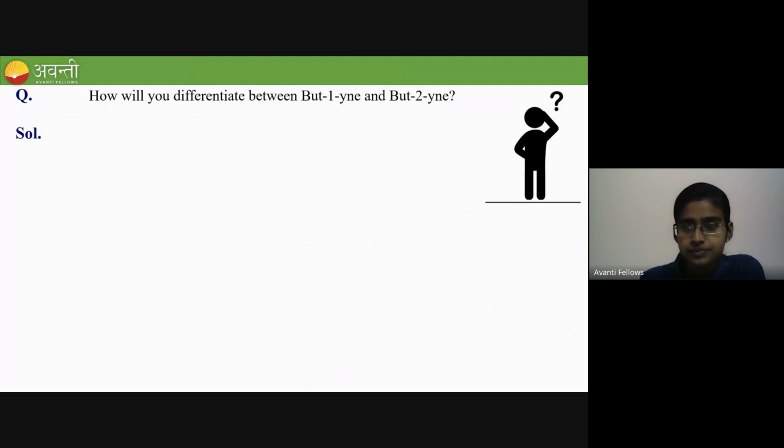Now let us do one question. How will you differentiate between butyne-1 and butyne-2? Can anyone try the answer for this? You should first know how to draw the structures of these two compounds, and only then can you find the answer. If two compounds are given to you, how will you differentiate them? How can you say that this is butyne-1 and this is butyne-2? Just recall the previous reaction which we studied under the acidic character of alkynes and try to find the answer. Just give a try.